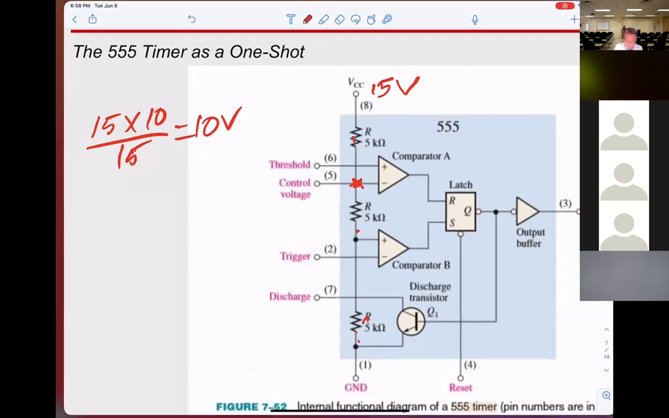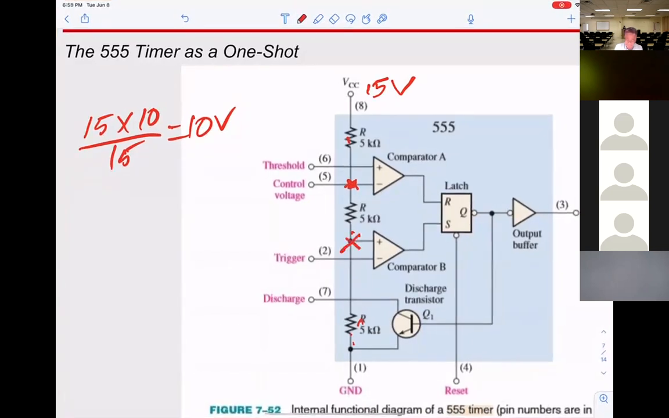Okay, now what is the voltage at this point right here? Before, 15 times 5, right? Divide by 50.